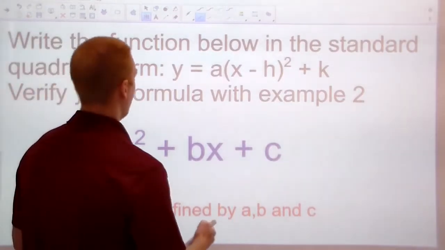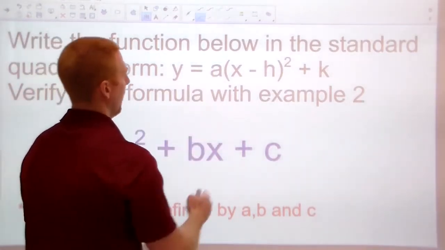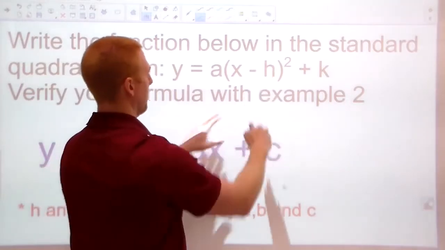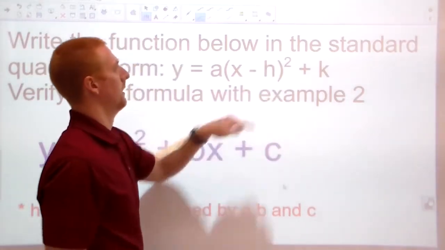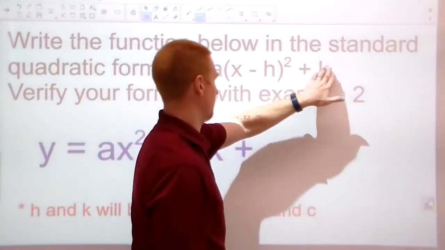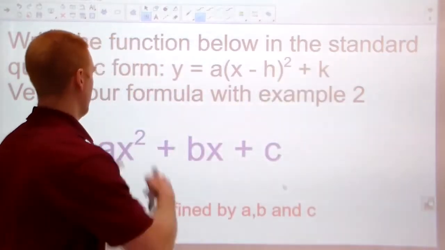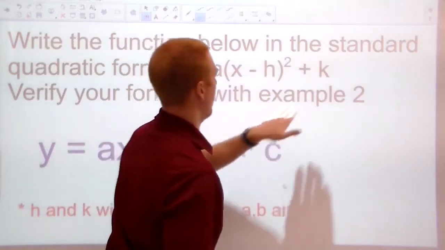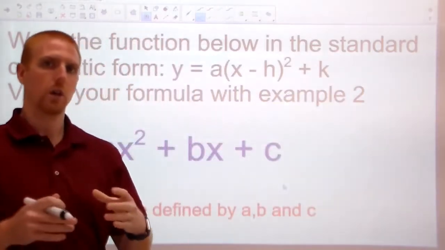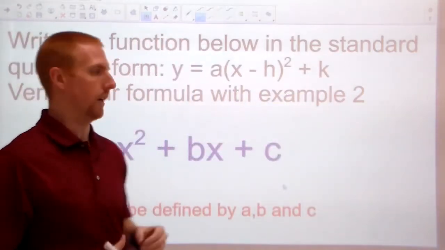So when you get done, you'll still have a in here. You won't have an h, you'll have some combination of a, b, and c. And for k as well, you'll have some combination of a, b, and c. And it's like giving you a recipe of how you can look at this and know what your h and k are going to be, to know what your coordinates are for your vertex.